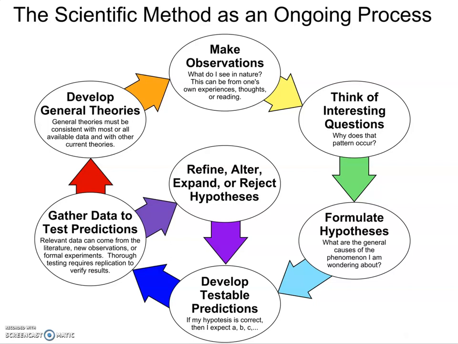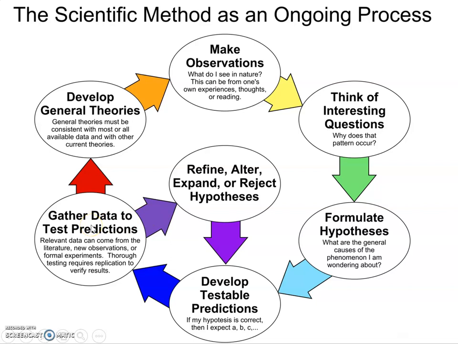Now, after you gather data, notice that the arrows go in two different directions. This arrow here is going to, by far, be the most common next step. After gathering data in an experiment, scientists have to refine those data. They have to think about maybe altering their experiment to test it in a slightly different way. You might need to expand or reject or somehow refine your hypothesis, and that's going to lead to a new prediction.